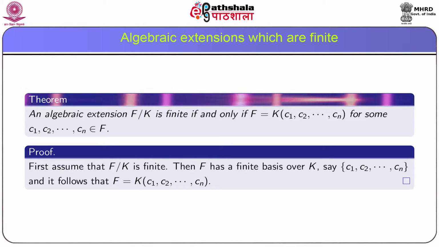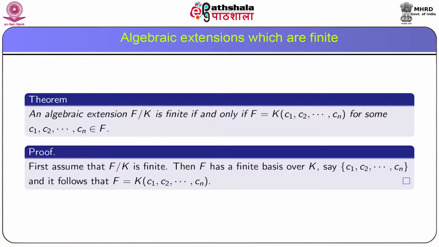Now, we characterize those algebraic extensions which are finite. In this regard, our first result states that an algebraic extension F by K is finite if and only if F is equal to K(C1, C2, ..., Cn), that is, a field generated by C1, C2, ..., Cn over K, for some C1, C2, ..., Cn belonging to F.